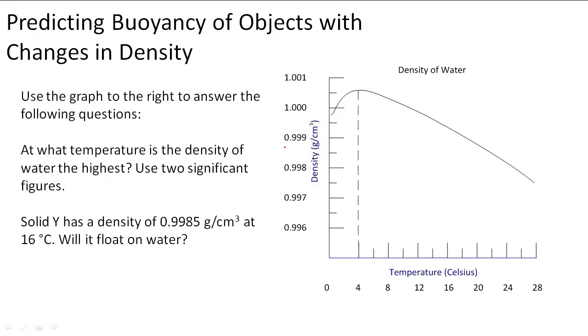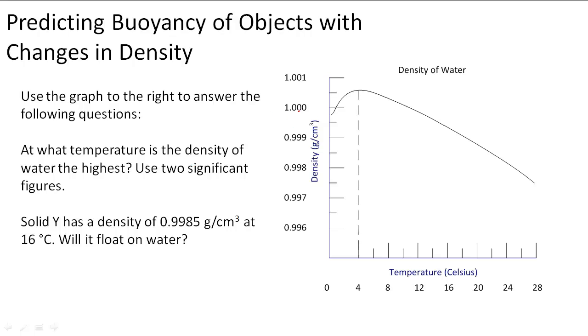Predicting buoyancy of objects with changes in density. Use the graph to the right to answer the following question. At what temperature is the density of water the highest? Use two significant figures. And this next question says solid Y has a density of 0.9985 grams per centimeter cubed at 16 degrees Celsius. Will it float on water?